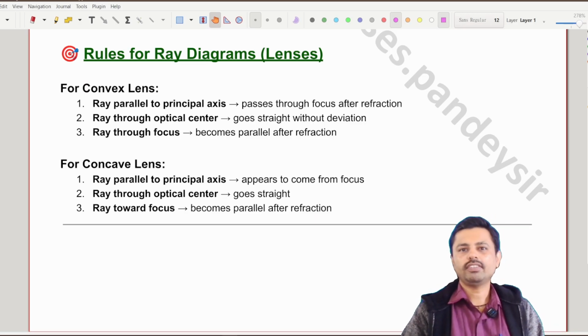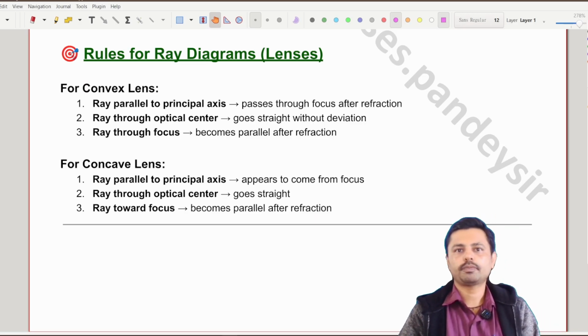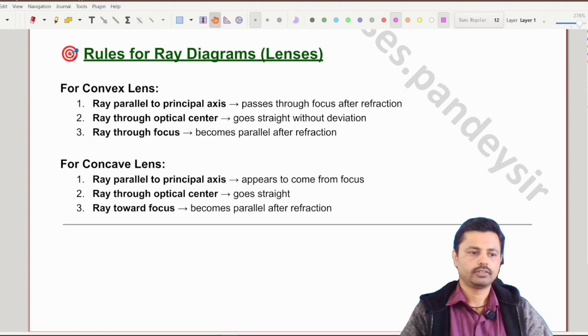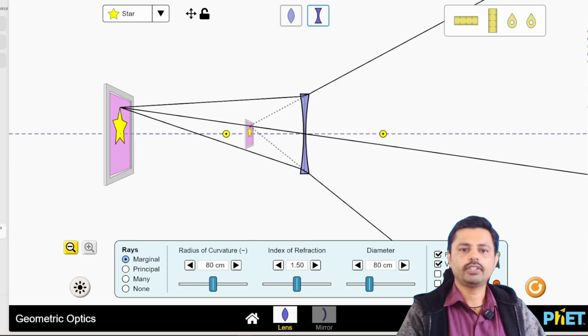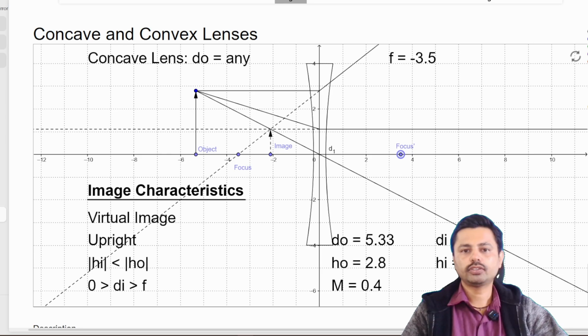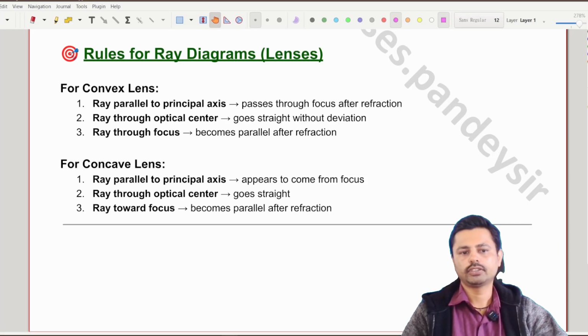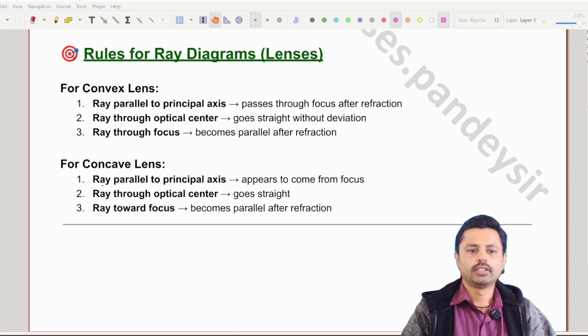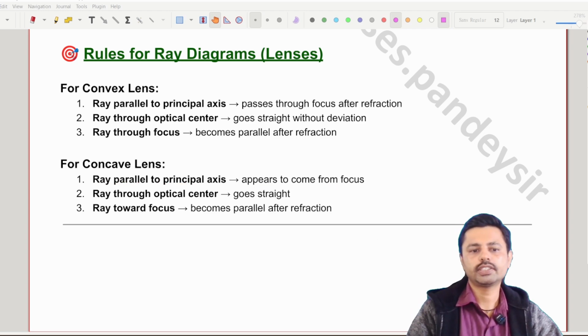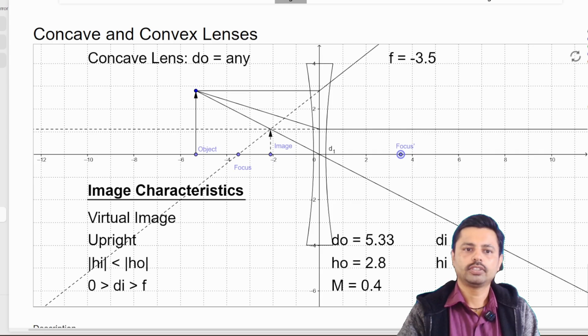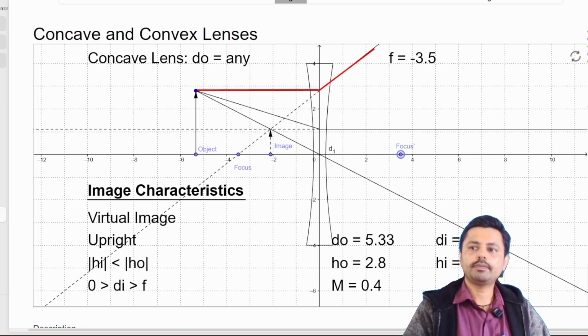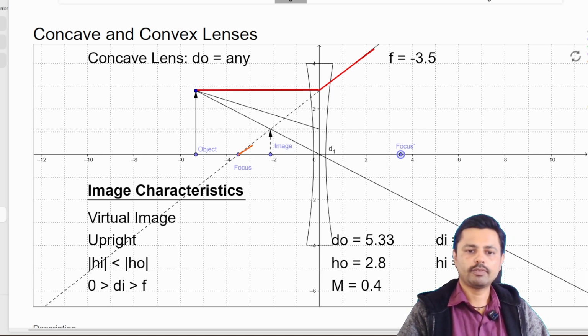Now, in a concave lens, if you change the position of the object, much difference does not occur. See, here I am having a concave lens. Now, let us observe what happens in a concave lens. So, first observation: a ray parallel to the principal axis appears to come from the focus. Let's find the ray parallel to the principal axis. This ray is parallel to the principal axis. After refraction, it's bending like this. Okay, but if you trace it back, it looks like it's coming from the focus.